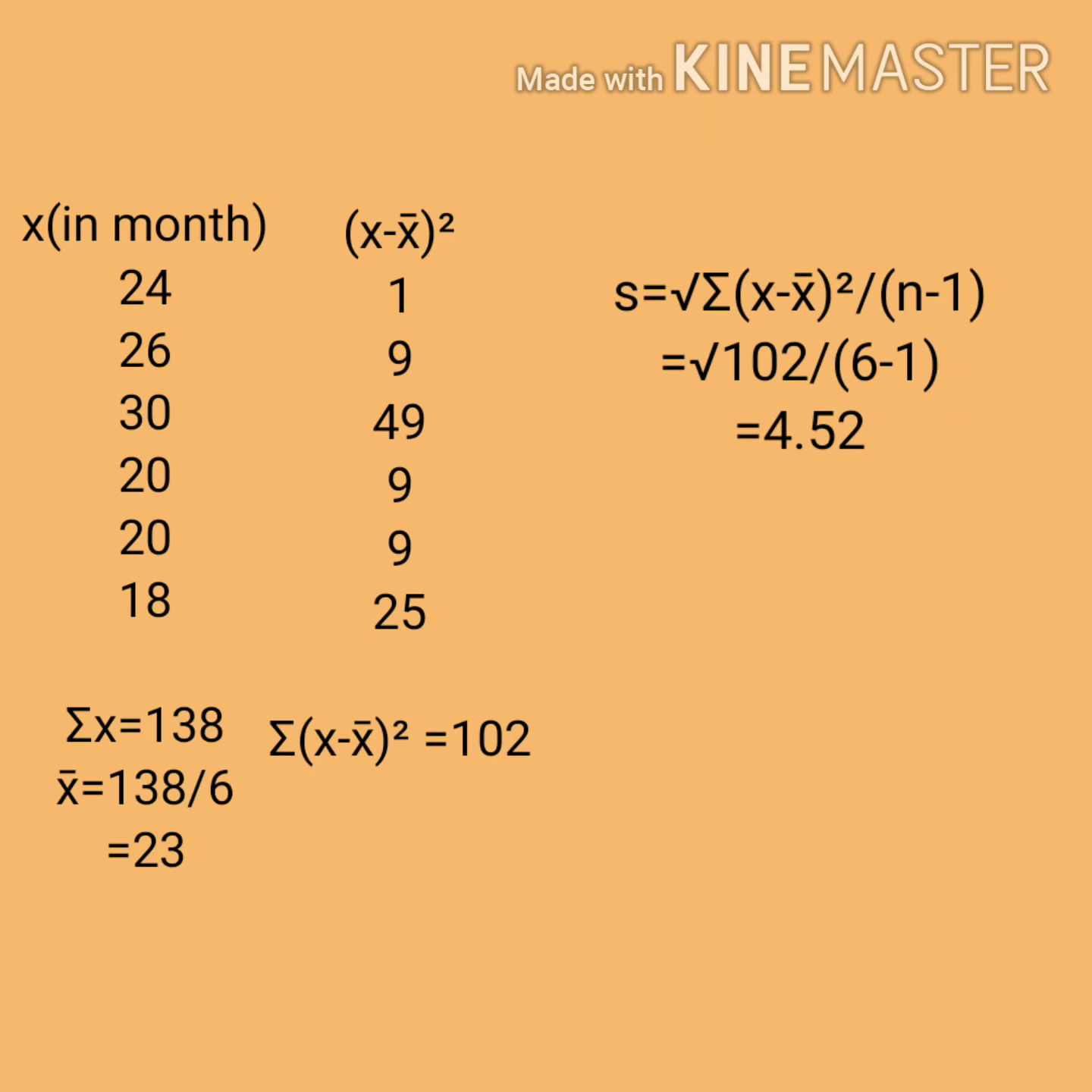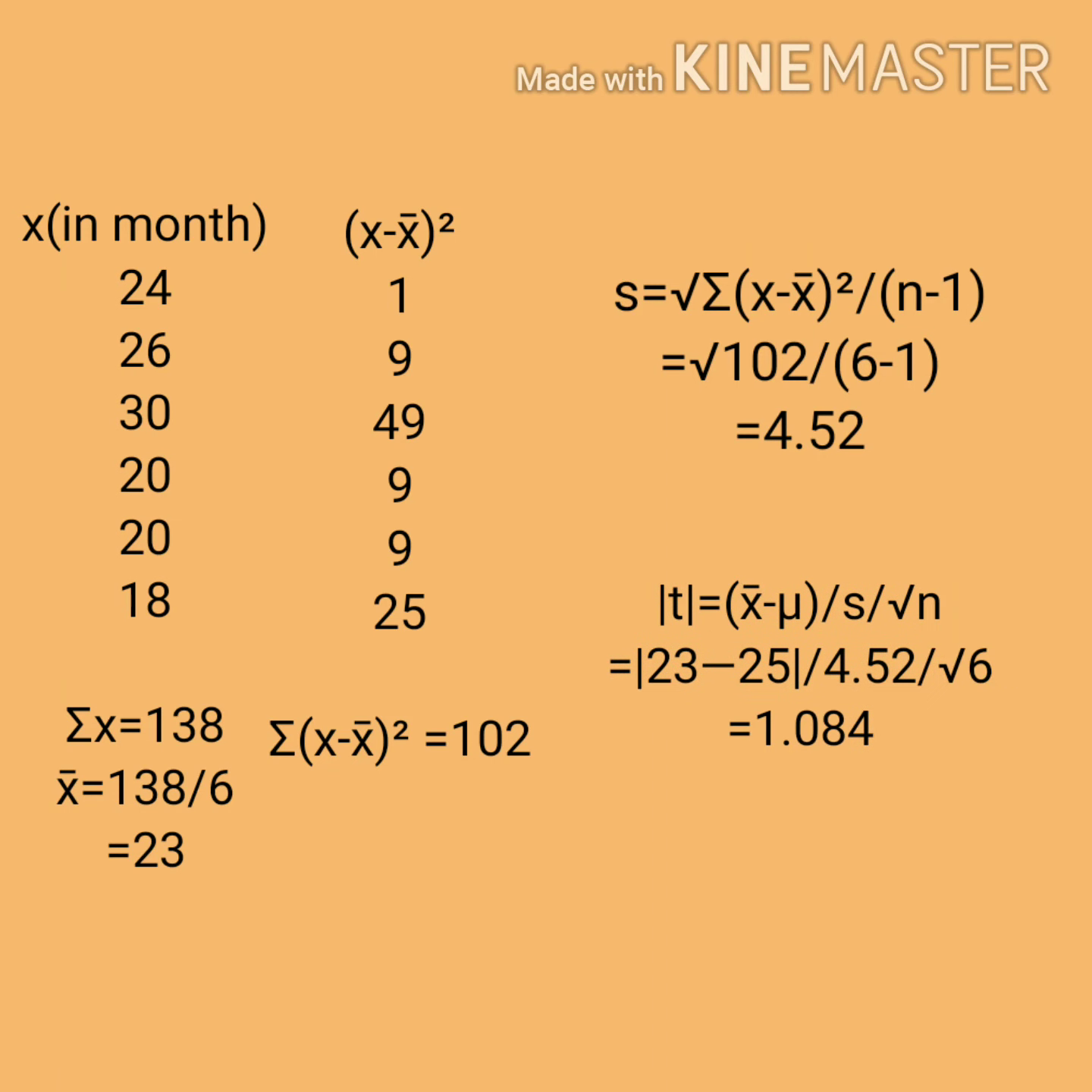Now finally we will have to write down the formula of the t distribution. The formula is modulus t equals x bar minus mu divided by s divided by root over n. The value of x bar is 23, and the value of mu, the population mean that has been given in the math, is 25, divided by s. S we have got as 4.52, that is the sample standard deviation, and divided by root over n. N we know is the total number of observations, that is 6. After calculating all this, we got the value of t as 1.084.